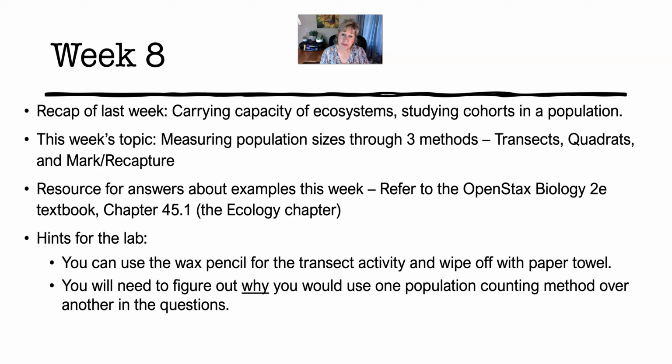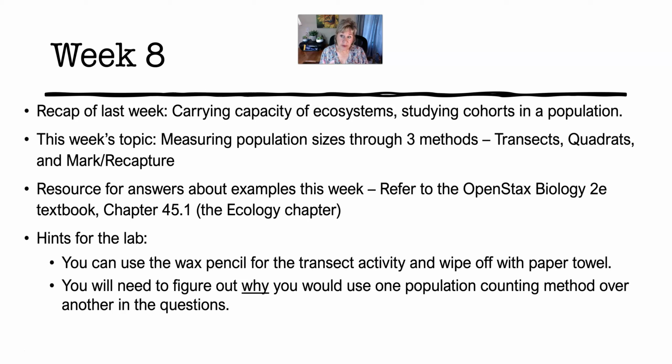All right, hints for the lab. It tells you to use a wet erase marker. You don't have to do that. Use your wax pencil. You already have it in your kit. You don't have to go look for a wet erase marker for this. The wax pencil wipes out just fine with a paper towel.